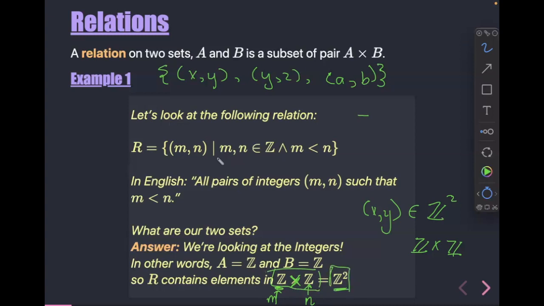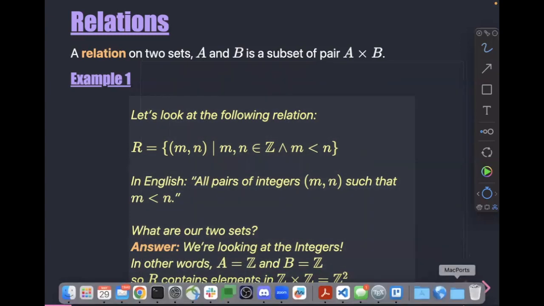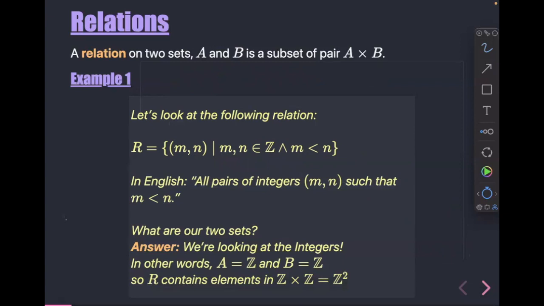So if I said m is in Z and n is in R, then I would say my set is Z times R. In other words, it's a Cartesian product of the integers and the real numbers. I'll give more examples of this. I'm just trying to get you familiar with this notation. But this is the general idea of a relation, how it defines the elements within it, and the kind of syntax we'll be seeing when we want to define these relations.